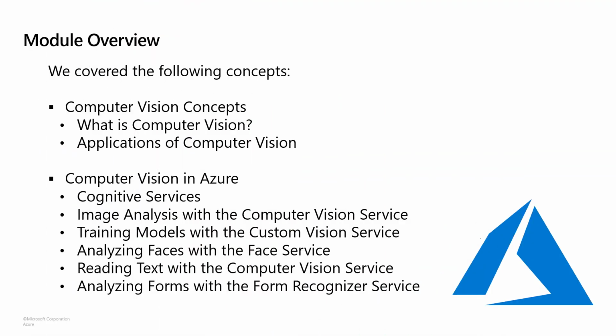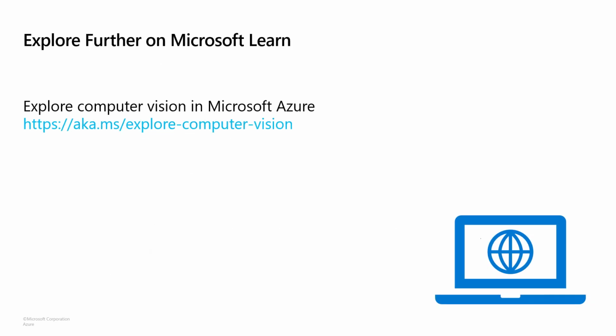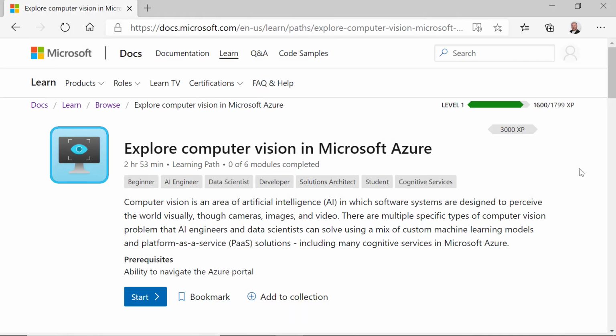So in this module, we took a look at some computer vision concepts. We talked about what computer vision is and the types of things that we can do with it. And then we looked more specifically at computer vision in Azure. And we looked at the different cognitive services that are there that you can use to build AI solutions that interpret the world visually. Now, as always, there's more to learn, so you could look at this learning path on Microsoft Learn to explore computer vision. And here's what that learning path looks like.